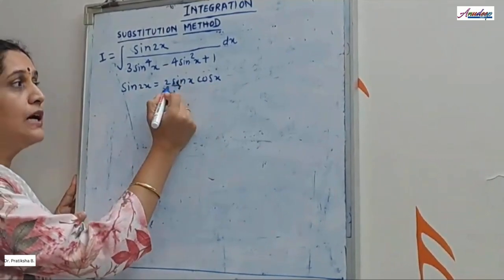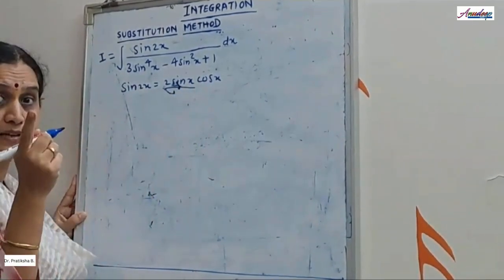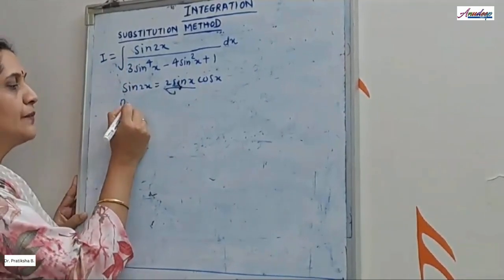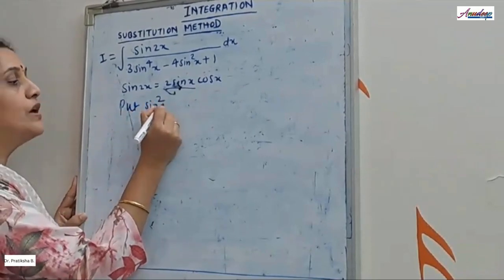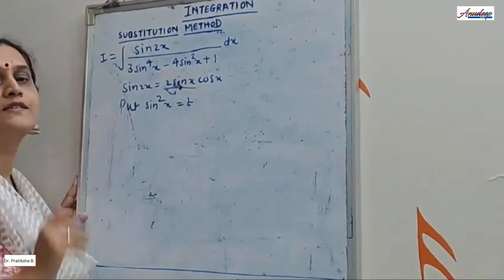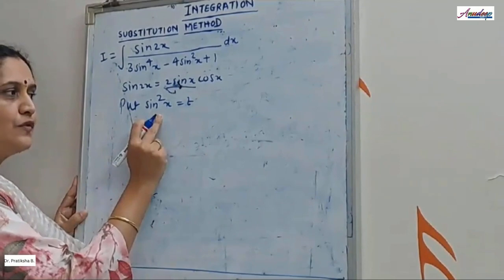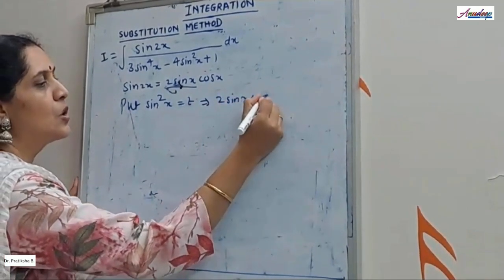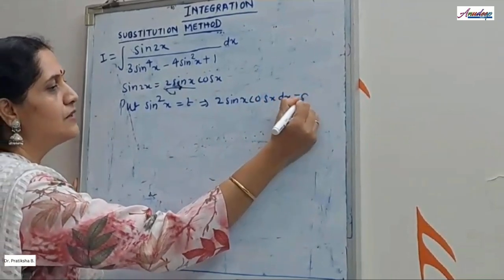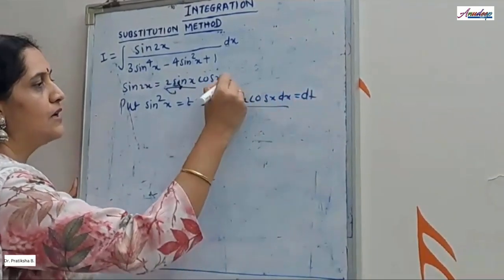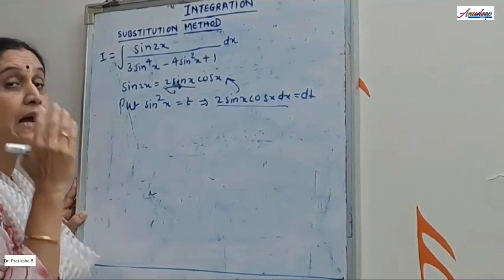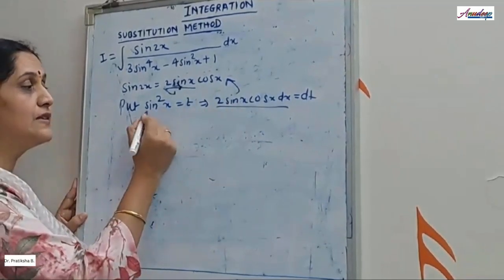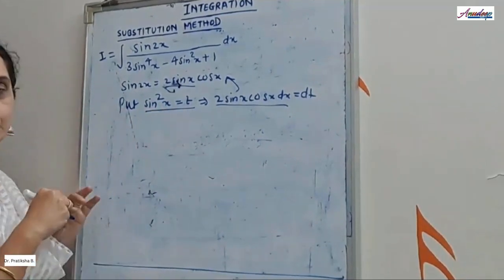But I need one additional term, that 2 sine x. So instead of sine x simply as t, if I substitute sine square x equal to t, that solves my purpose. What is the derivative? It is 2 sine x cos x dx equal to dt. And this is exactly what I am looking for. So that advised me to select sine square x as the substituted variable.